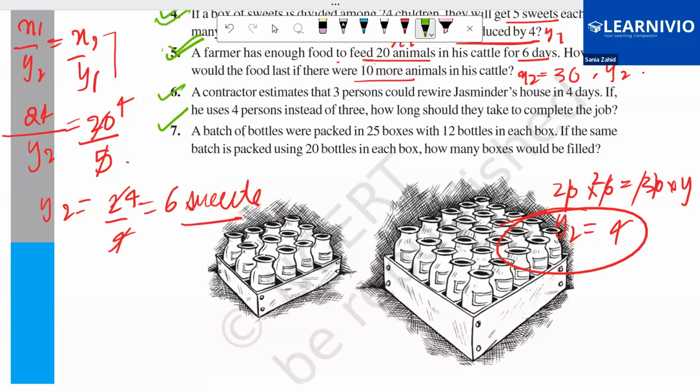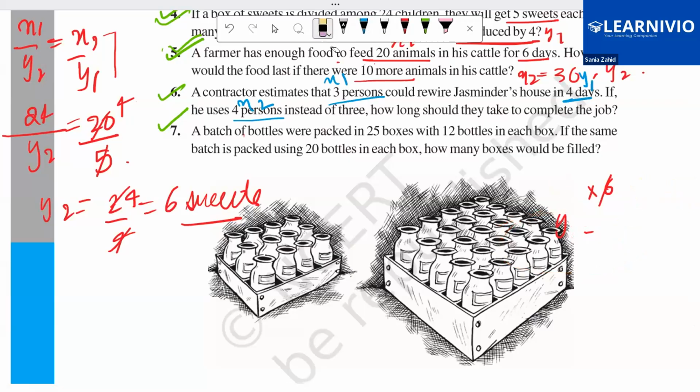Okay, so let's discuss. The 6th question, first of all, says a contractor estimates 3 persons could rewire Jasminder's house in 4 days. So the number of people you take X. So X1, this is Y1. If he uses 4 persons instead of 3, now 4 persons means X2. How long should they take to complete the job? So Amar, tell me this answer.